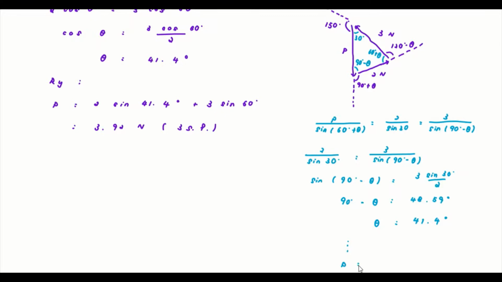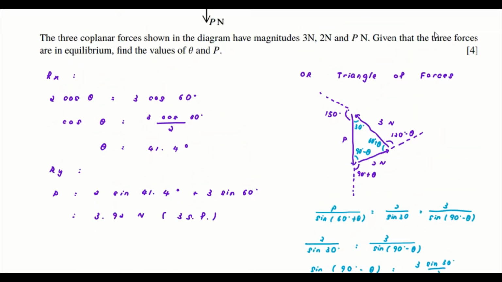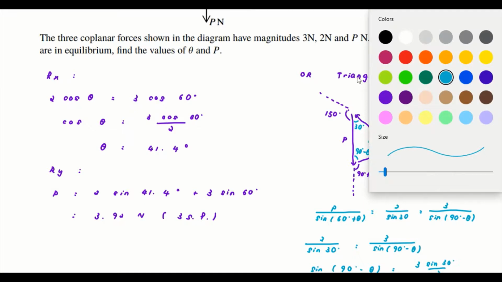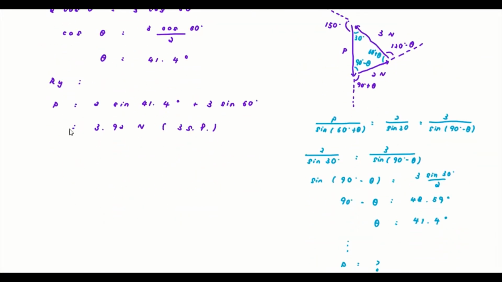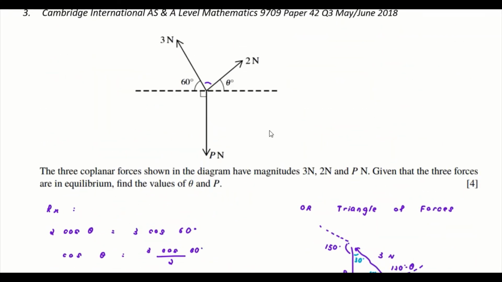Is it all right? Okay, so now I'm showing you the third way, which is by using Lami's theorem. Maybe I'll use another color again. For Lami's theorem, it will be easy because you do not need to redraw this diagram again. You just look at this.